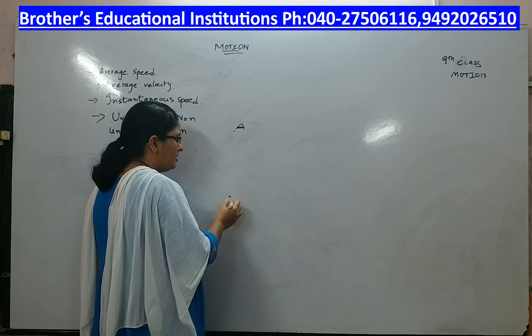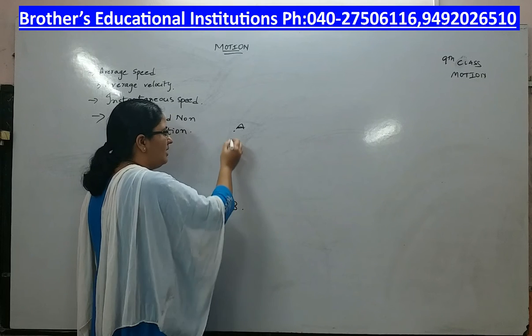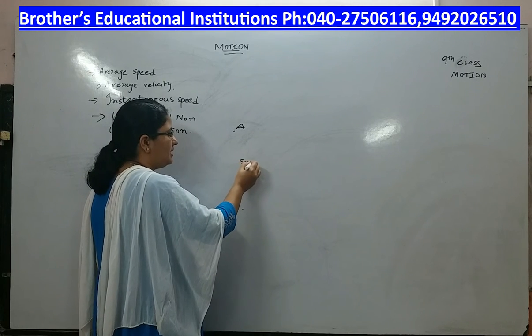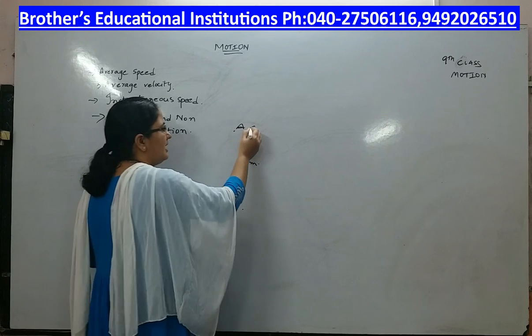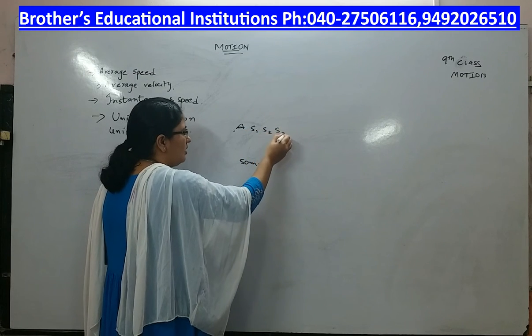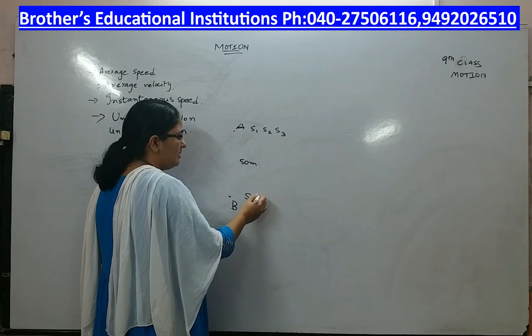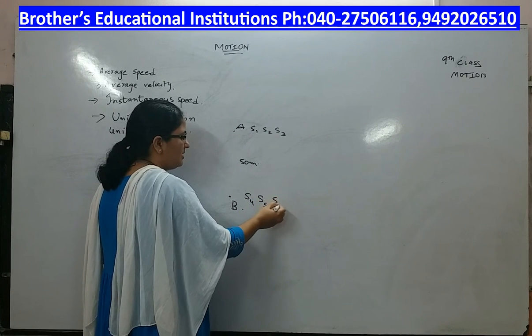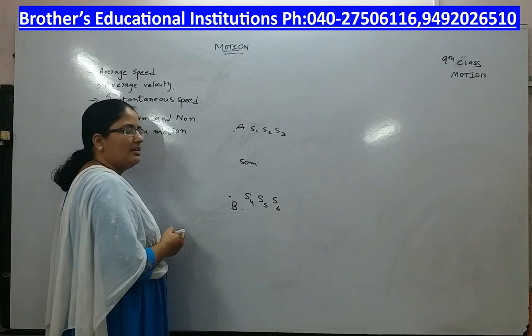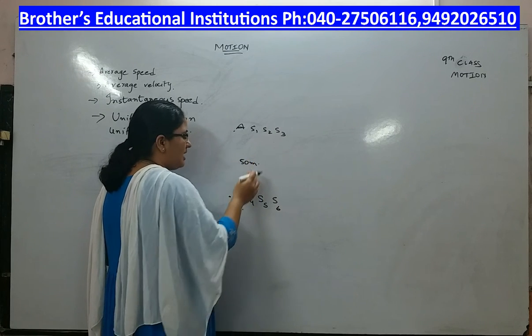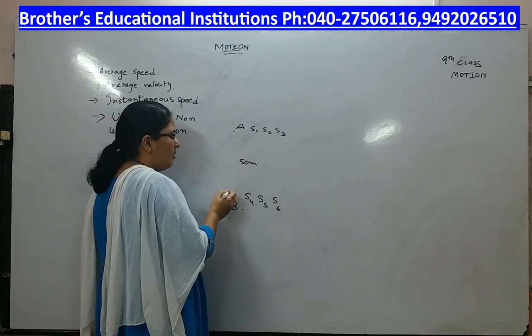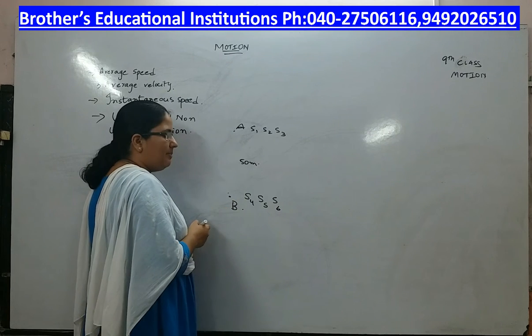Imagine two points in an open playground which are 50 meters apart from each other. Ask some students, let us say S1, S2, S3, to stand over here, and ask the same number of students to stand at the other end. Now ask students S1, S2, S3 to start running from A to point B. They can take any path.